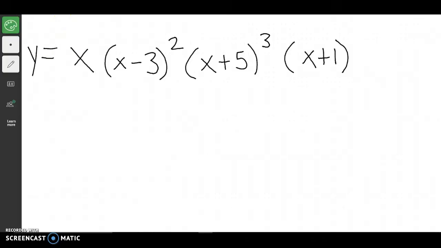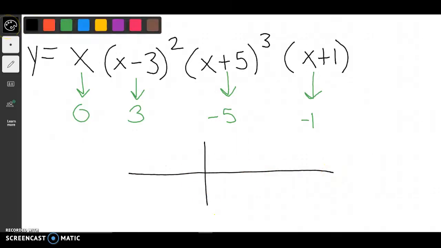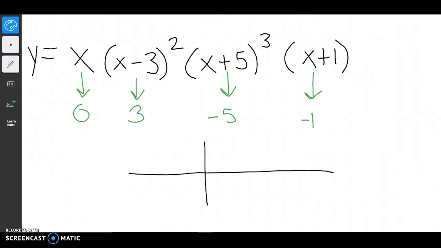The first thing we want to do is find the zeros of the function. So that would be 0, this would be 3, this would be -5, and this would be -1. Now we're going to put that on a graph. Just make little marks at these points. Okay, so we have the marks for these points.